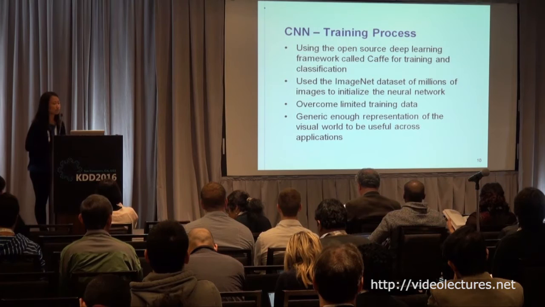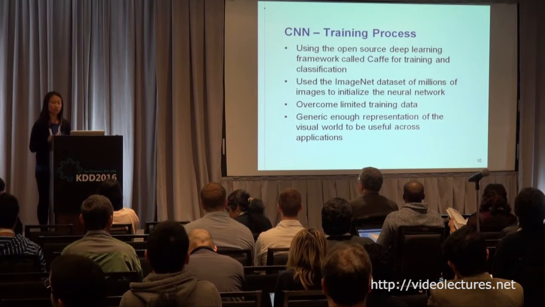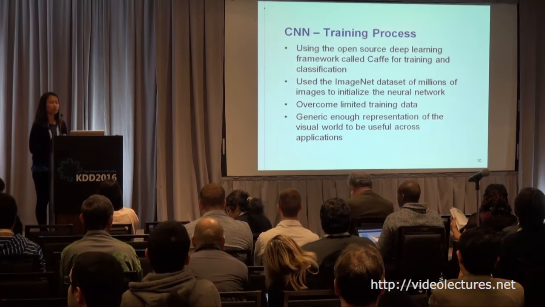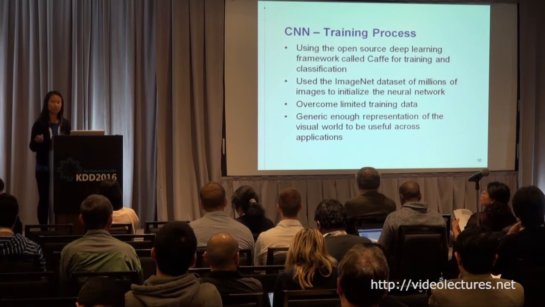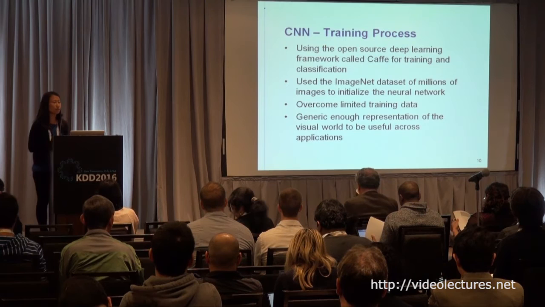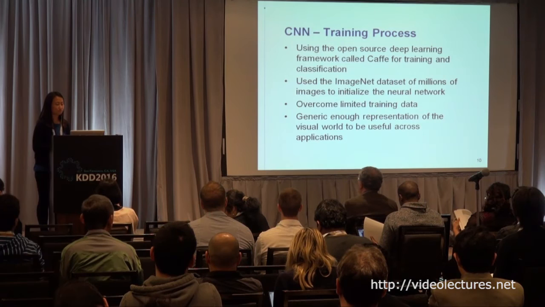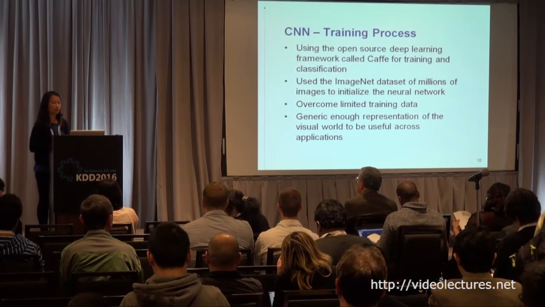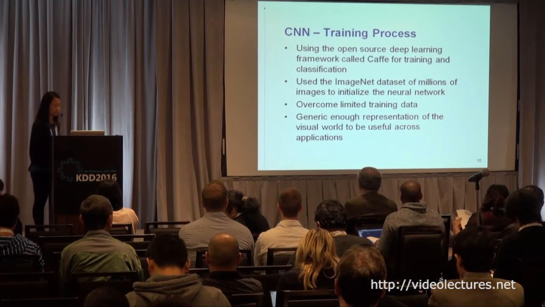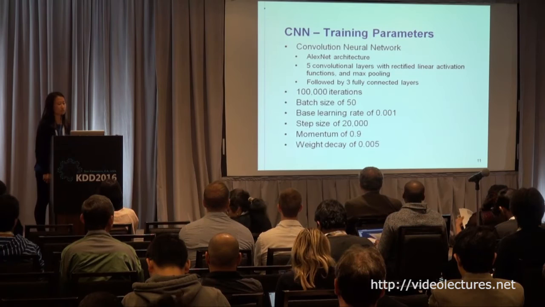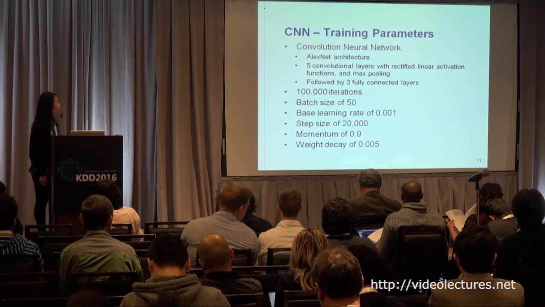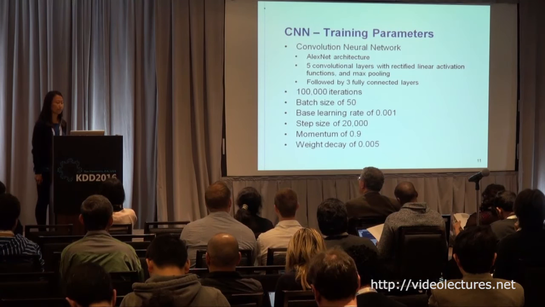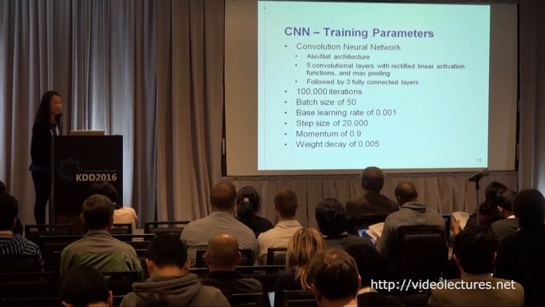Implementation-wise, we use the open source framework called Caffe for doing both the training and the classification. And like I said before, we gathered about 3,000 images. Due to the small number of training images we had, we used the ImageNet data set, which is a data set of over a million images, to initialize our neural network. And then we apply the parameters learned from that neural network as a starting point for our training process. Here I've included a lot of the different parameters that we use for training our CNN, which I'm not going to go into a lot of detail on, but like you've seen in other presentations before mine, we also used AlexNet, with 5 convolutional layers and then 3 fully connected layers.